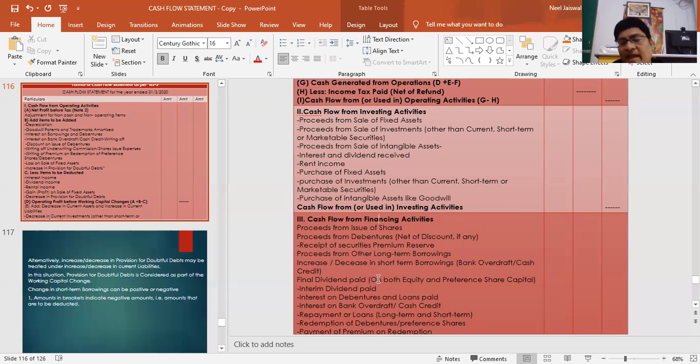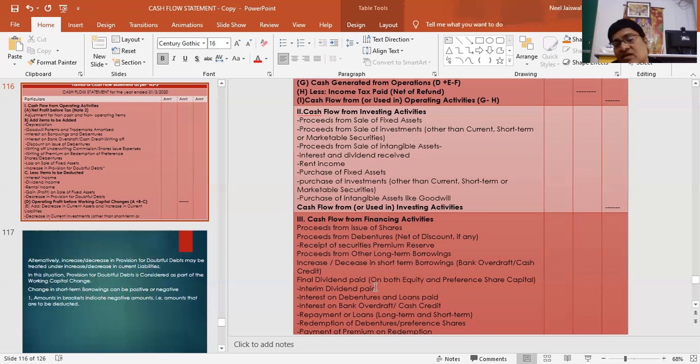Final dividend paid: if you pay the dividend, you pay the interest, so what is going out? Our cash is going out, and they are our financing activity, so we need to subtract them. Interim dividend paid, we need to subtract them. Remember, we have added them back in operating because those were not operating items. We added them back because we had already subtracted them in the net profit.